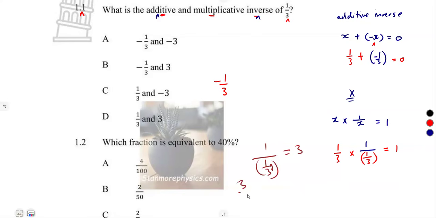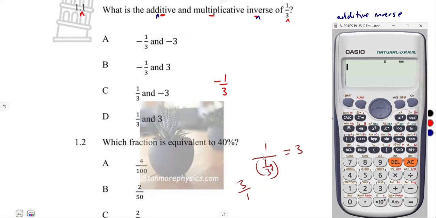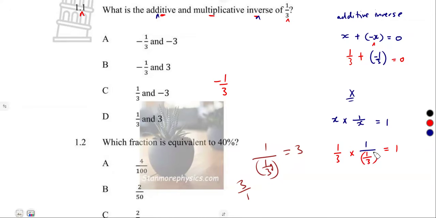That is 3 over 1, and that's a 3. Or you can use your calculator in this case: 1 over, put a bracket, then 1 over 3. This is going to give us a 3. That is the multiplicative inverse here. So 1 over 3 times 3 is supposed to give us a 1. So the multiplicative inverse is 3. In this order, the additive is minus a third and the multiplicative is 3.